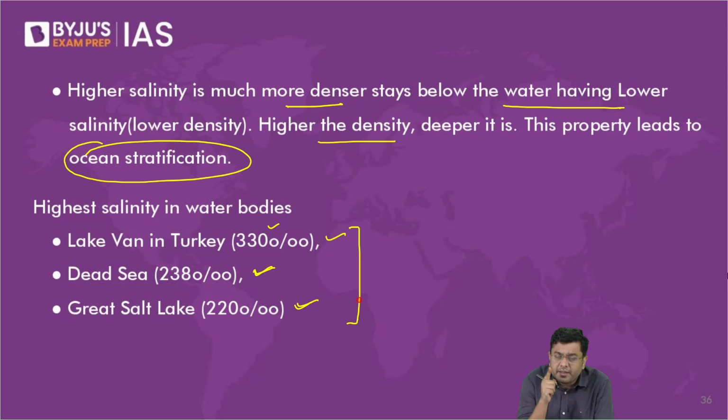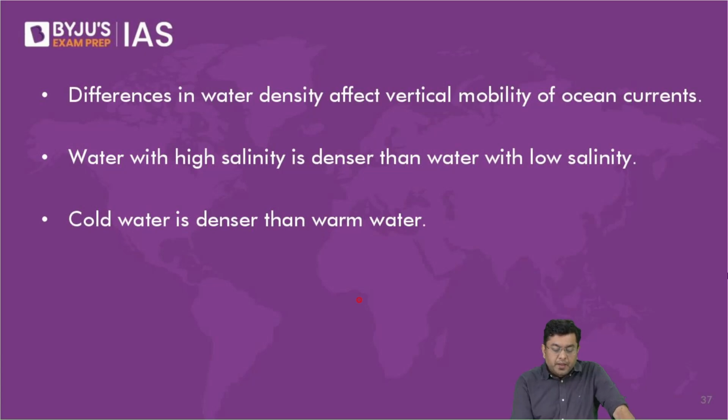Almost all of them you will find present in the subtropical high pressure region, meaning there is very little rainfall and a significant amount of evaporation. So in these subtropical high pressure zones, you have a high amount of salinity.